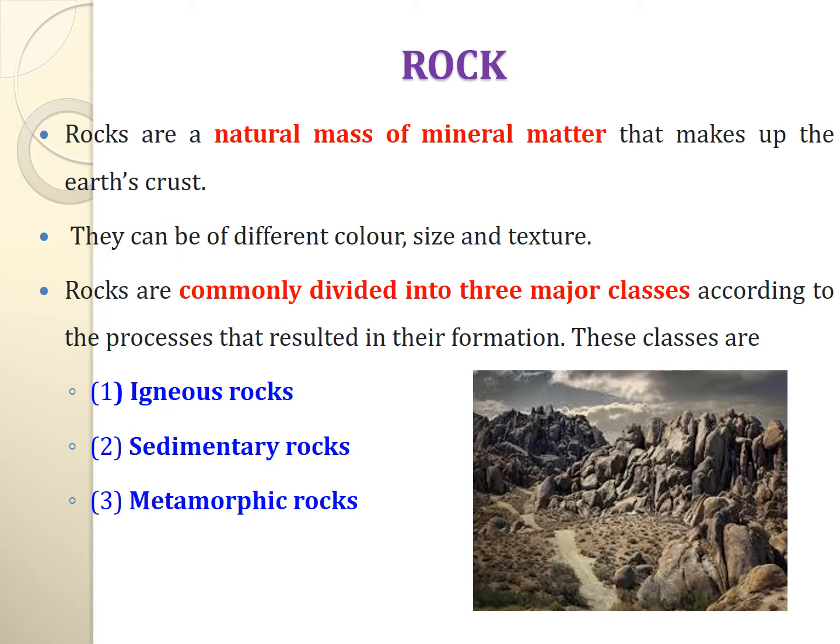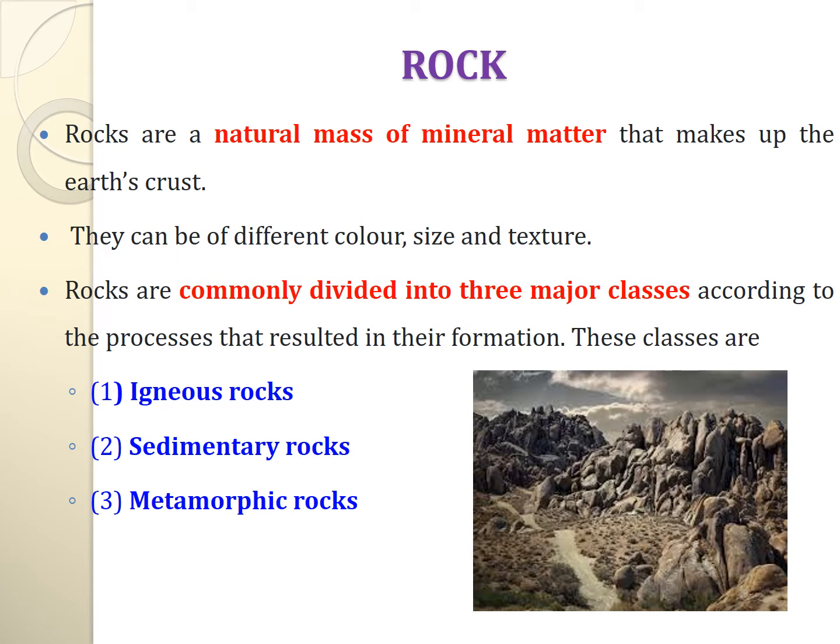As we all know, our earth surface is made up of three components. One is air, the second is rock or stone, and the third is water. Most of our earth surface is covered by rock. Rocks are natural masses of mineral matter that make up the earth's crust. Rocks have different colors, textures, sizes, properties, etc.